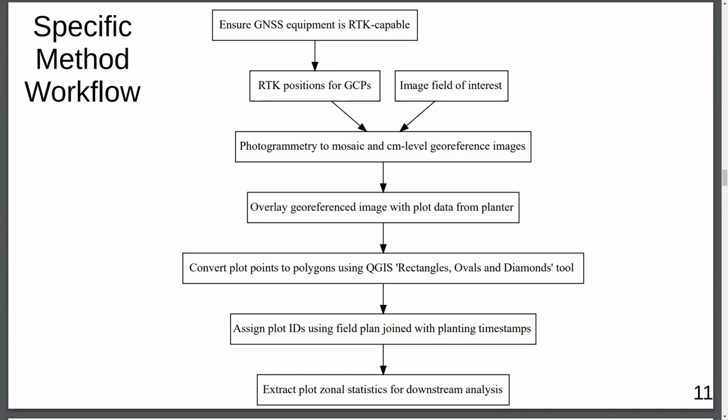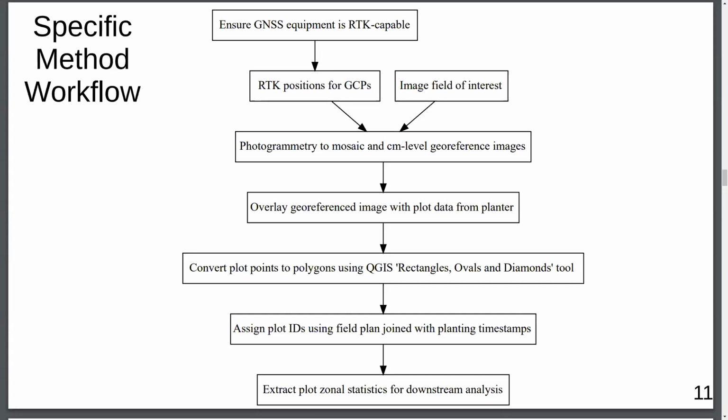We overlaid our georeferenced image with plot data from the planter. And then we go into our QGIS software and we're able to convert those points into polygons using the rectangles, ovals, and diamonds tool. We can assign our plot ID, and we did this using our field plan joined with planting timestamps because our breeding program software allows us to output our planting order. So that made it really easy for us, but there's a number of ways to do that depending on the data available to you.